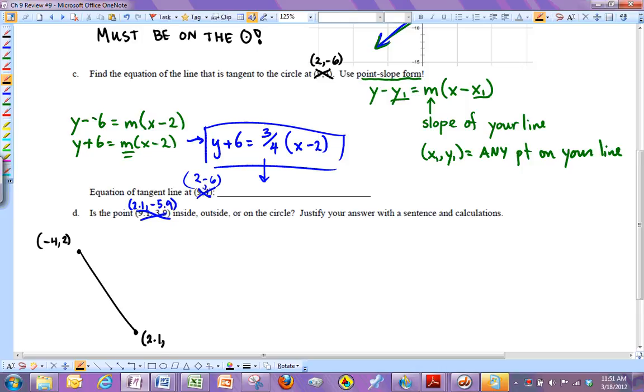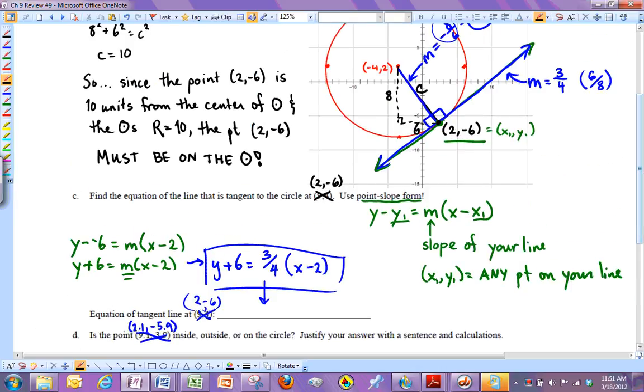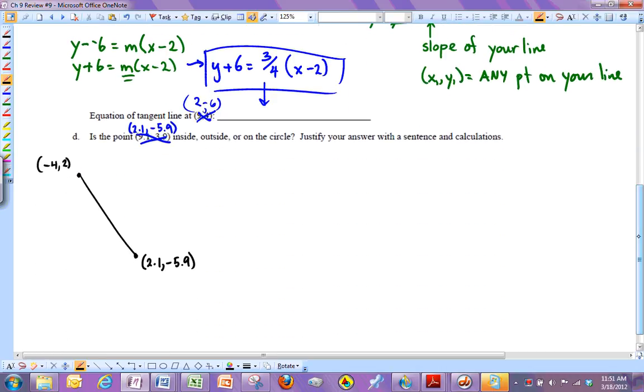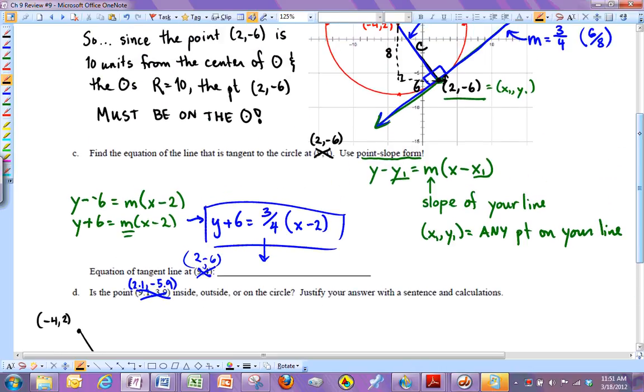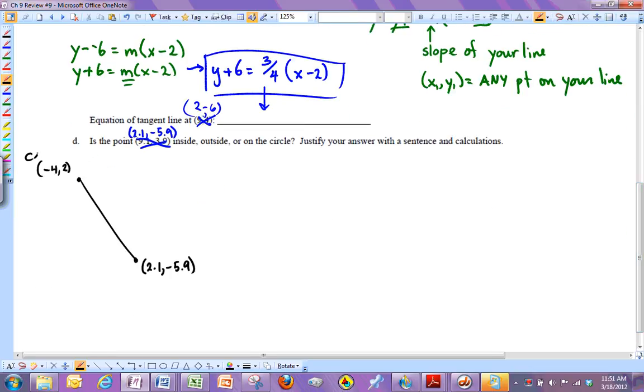It's 2.1, negative 5.9. Now some people, when they plot that, they say, okay, it's over a little bit this way, so it's got to be outside the circle. But it's also up a little bit, which puts it right back near the circle. Turns out it's not on it. And so we need to figure out what it is. Just like up here, where we called this C and made a triangle to figure out how far away it was from the center, we're going to do the same thing right here. Remember, this is the center. So here's my slope triangle.